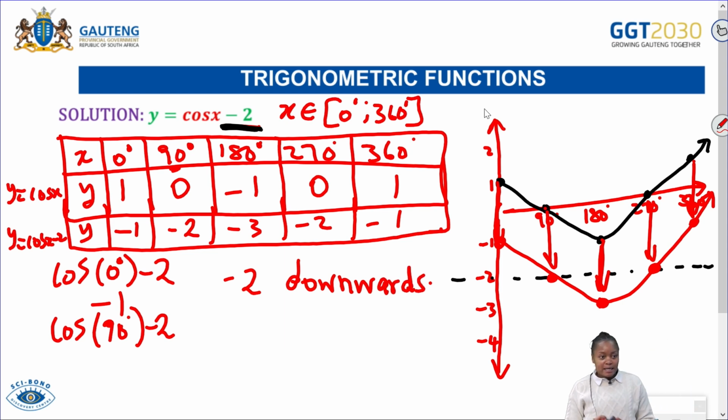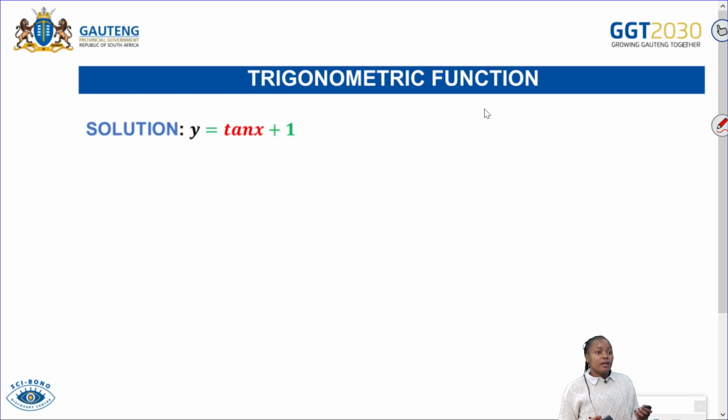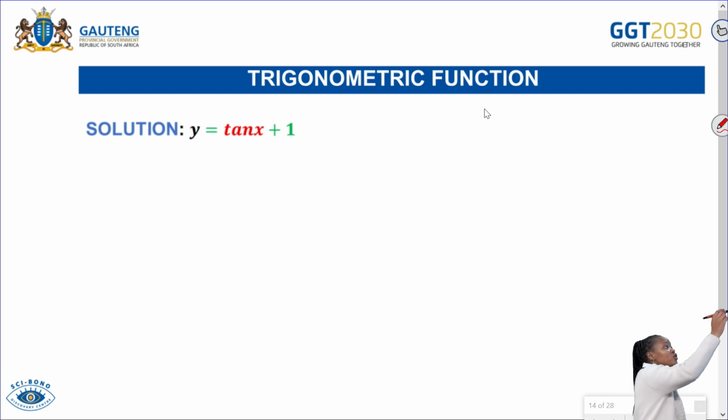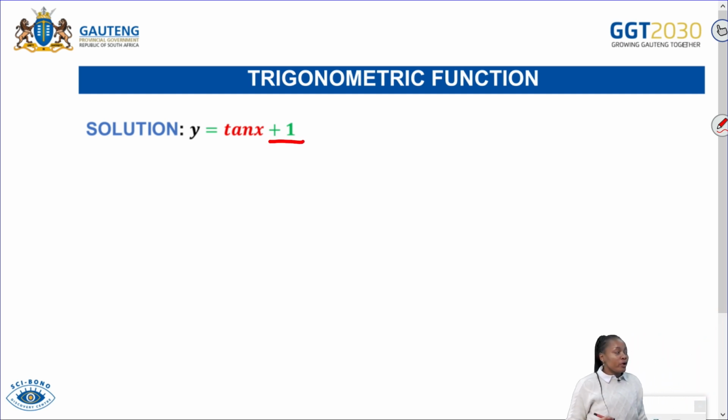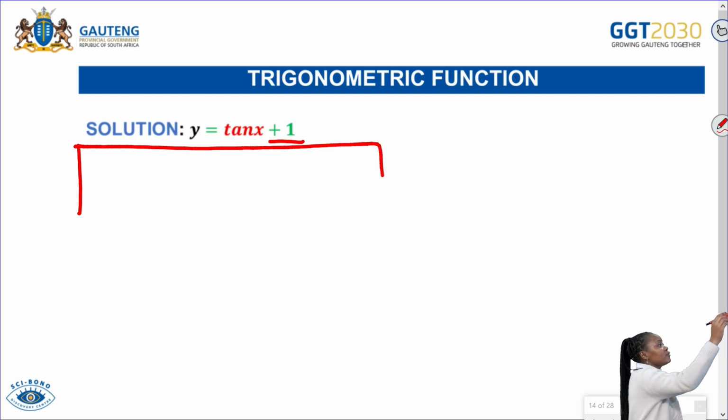I hope you understand that. Okay, let's move. So you have the graph of y equals tan x plus 1. So let's look at the graph of tan when it is shifted 1 unit upwards. So now the new x-axis is going to be y equals 1. Let's start with the mother graph.